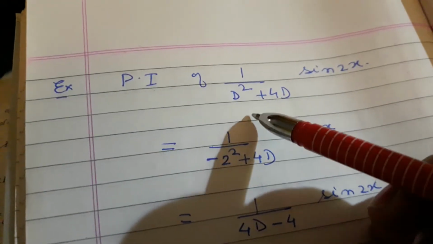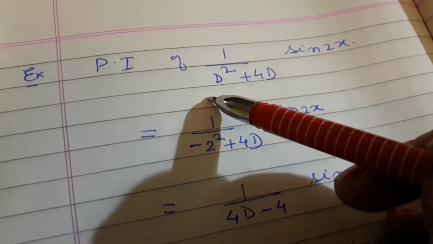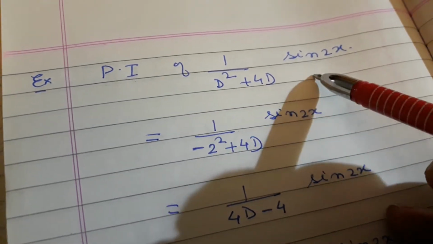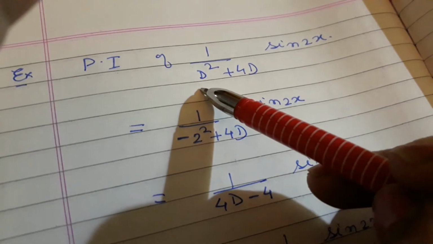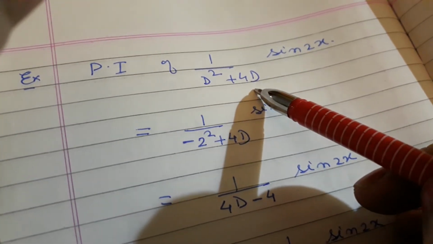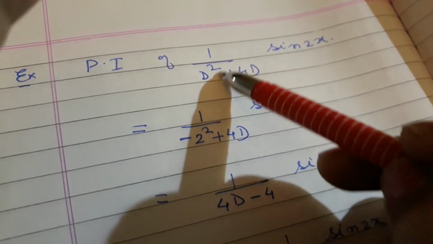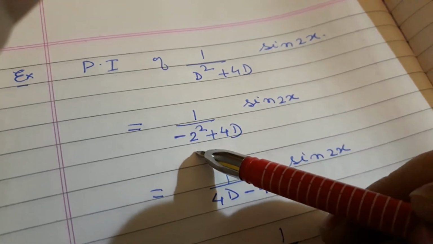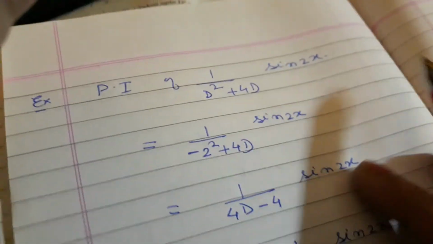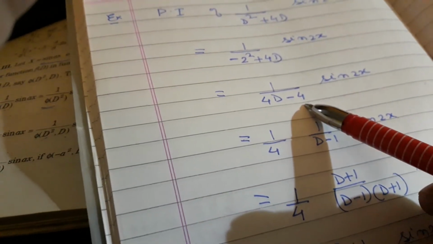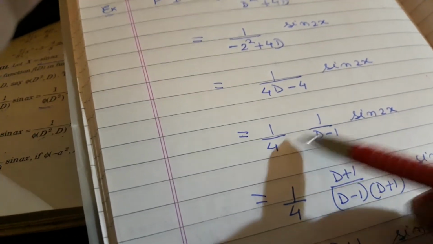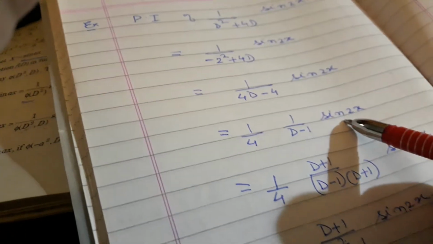Let me see this problem. So you have to find the particular integral in this case. Now see, this is a function of D square and D. So first, what I told you, you replace D square by minus 2 square. So it is minus 2 square plus 4D. Now the denominator is 4D minus 4. So you bring the 4 out, it's 1 by D minus 1 sine 2x.